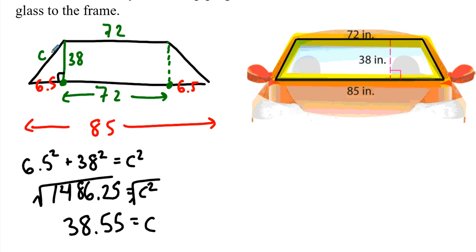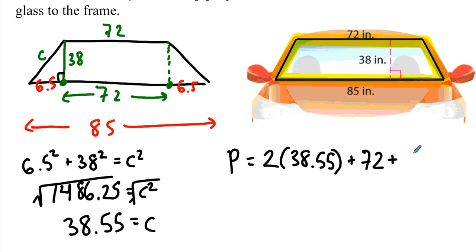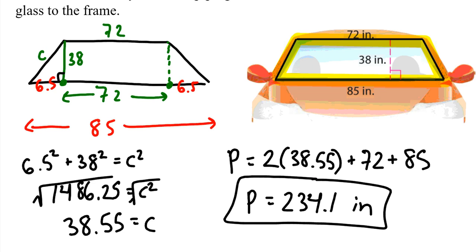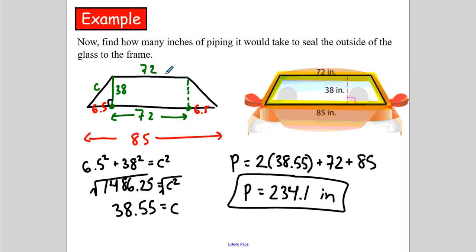So if I add up all the way around, the whole entire perimeter is two 38.55s, because there's two sides, plus 72 plus 85. So 38.55 times 2 plus 72 plus 85. It's 234.1 inches. Perimeter is one-dimensional, just a length. That's how you would find the perimeter of the trapezoid.